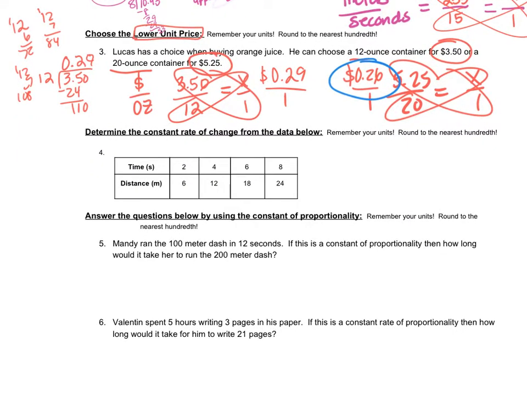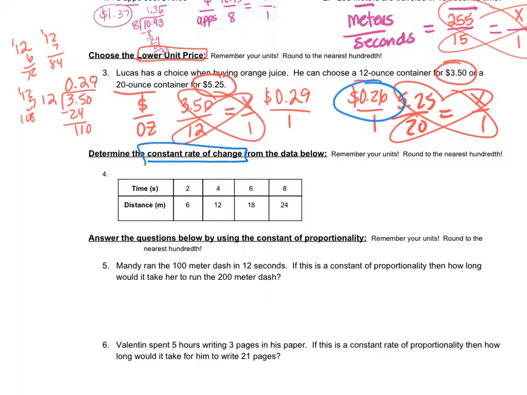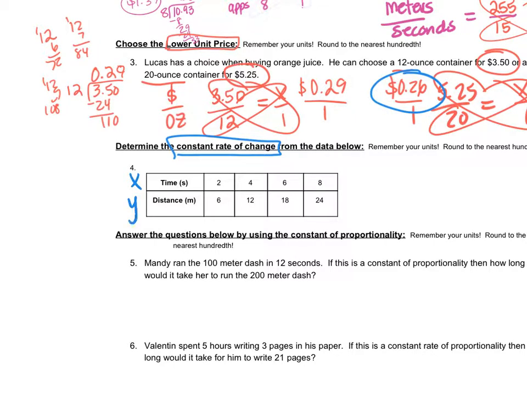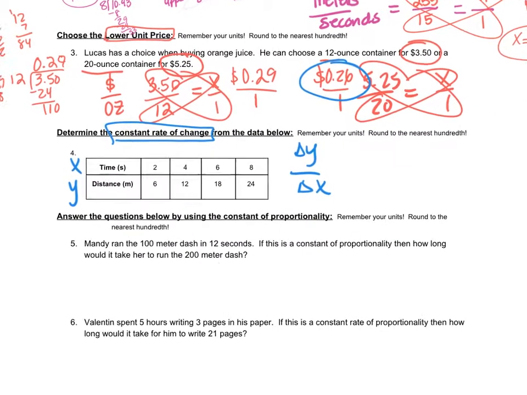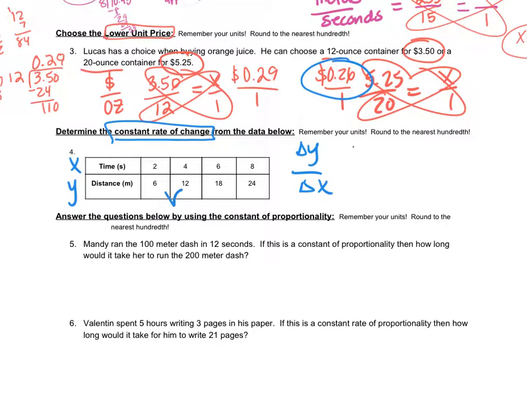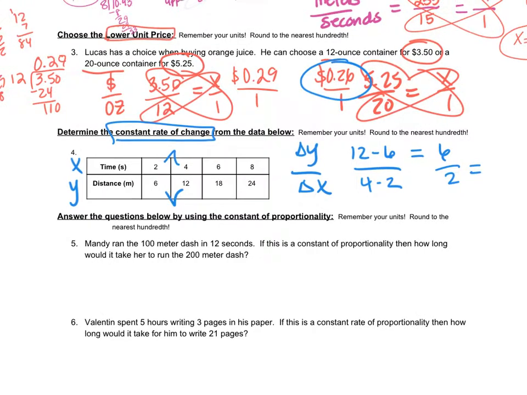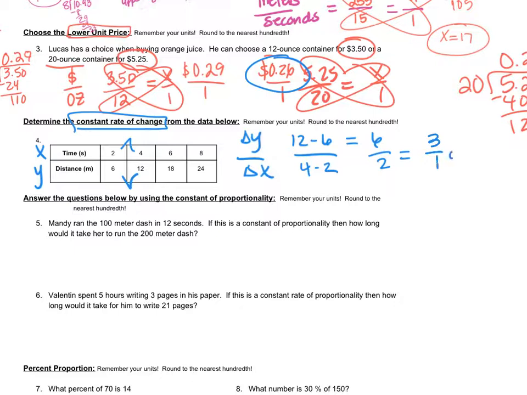Okay, on the bottom, on number 4, determine the constant rate of change from the data below. So when we're finding the constant rate of change, remember that's your change in Y over the change in X. Okay? So that's what we want to figure out. What's the change in Y on this table? So let's see what 12 minus 6 is. Because I'm seeing the change, I want to see the difference. So 12 minus 6. And my change in my X values. So 2 to 4. 4 minus 2. 2. And then you divide that and it's 3. And we can divide that. We can make it smaller. So it's 3 over 1 or just 3.